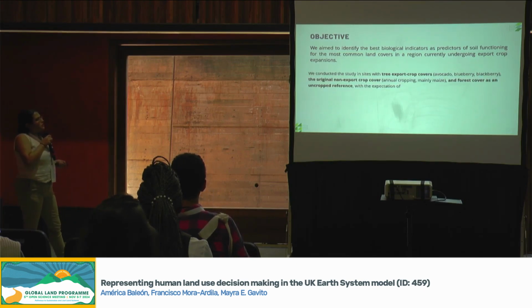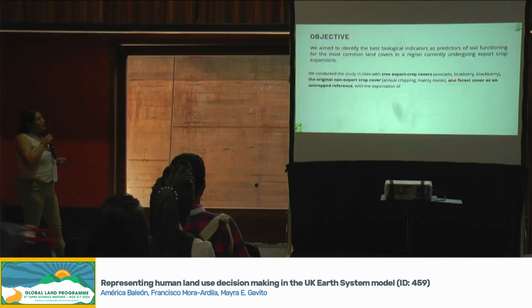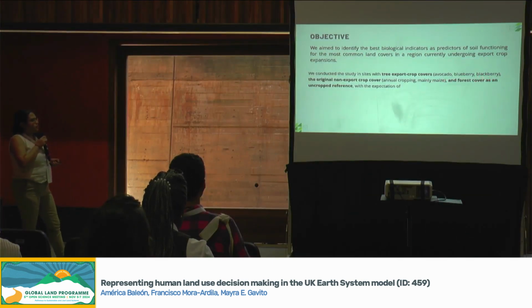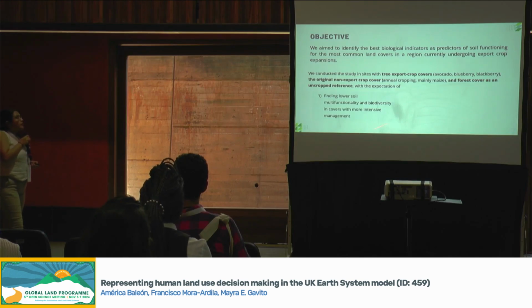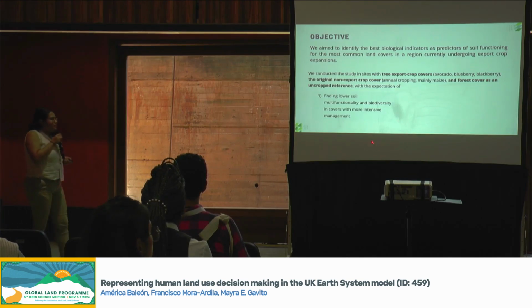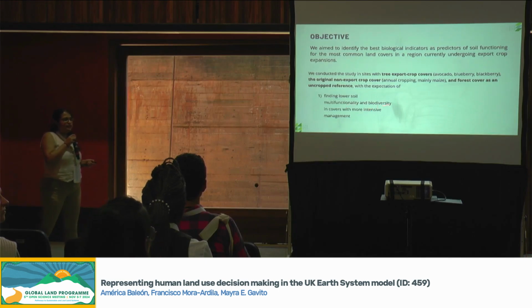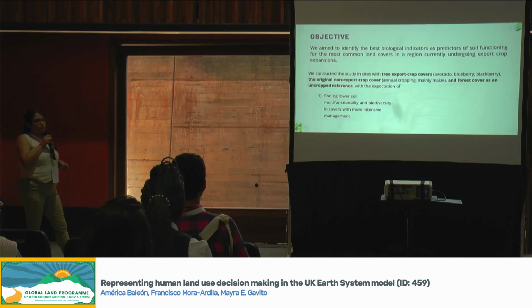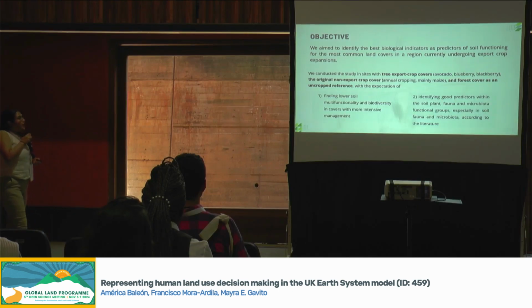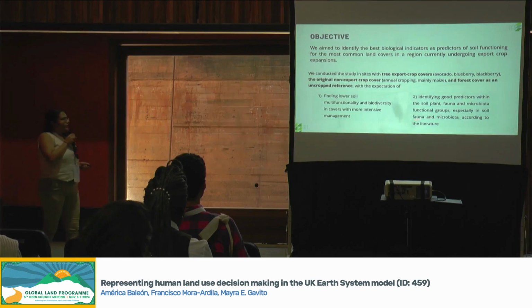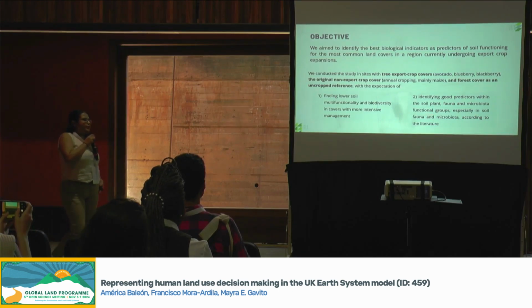So we did a study in 3 export crop covers, which are avocado, blueberry, and blackberry. An original non-export cover, which is annual cropping, mainly maize. And we used forest cover as a reference. We expected to find lower multifunctionality and biodiversity in covers with more intensive management, which are mainly the export crop covers. And we also wanted to identify good predictors within the biological groups that I just mentioned.